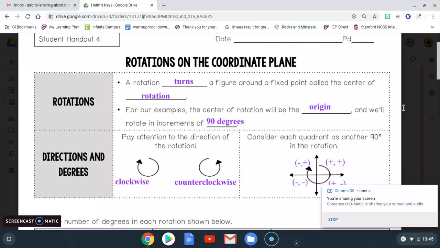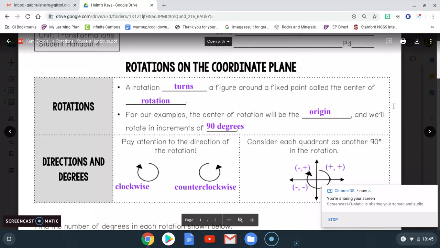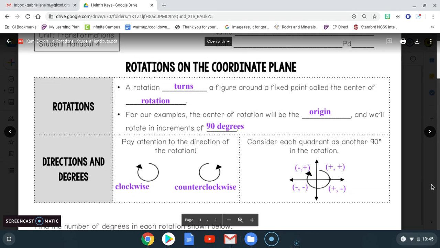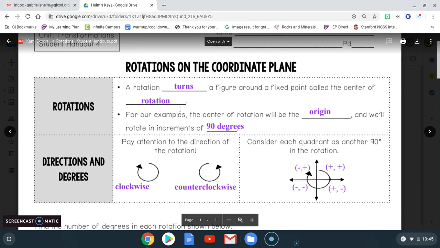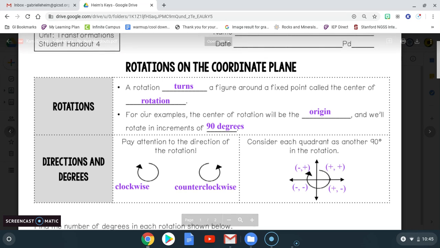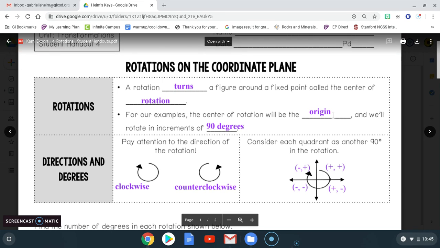Okay, so last week we talked about reflections, and the week before that we did translations. So we're still in the transformation unit, which just means it's the unit where we're talking about where shapes can turn and move and slide. But rotations, that's where we're turning. So a rotation turns a figure around a fixed point called the center of rotation. For our examples, the center of rotation will be the origin and we'll rotate in increments of 90 degrees.